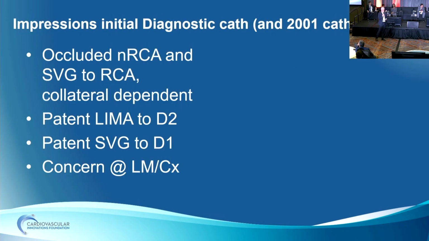So what we have here is a patient with an occluded native right, a vein to the right, very collateral dependent inferior wall. He's got a patent LIMA to D2, patent vein to D1, and there's concern at the distal left main and circumflex. And so Rhian, what would you do in this particular case? Did he present with unstable angina, or was this just an accelerating failure to thrive and shortness of breath?